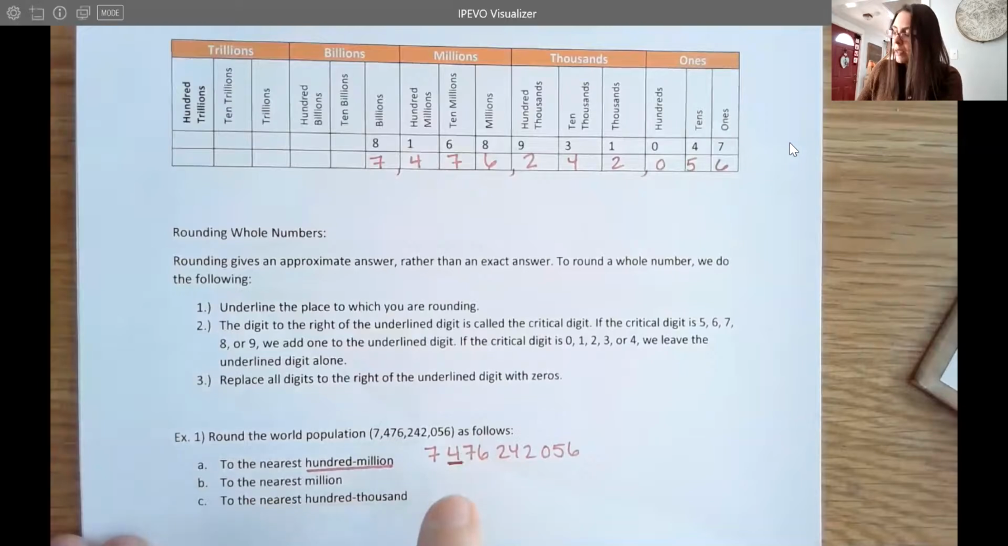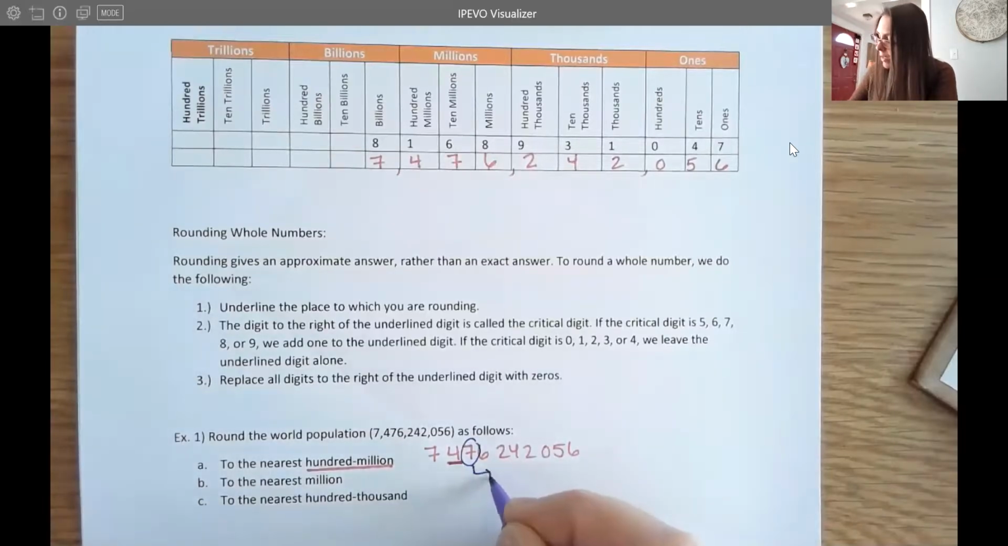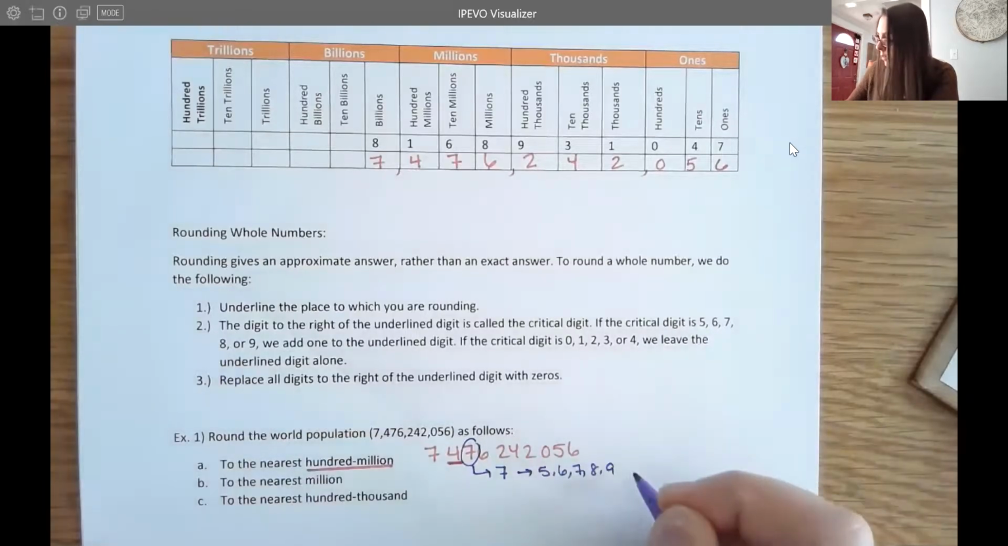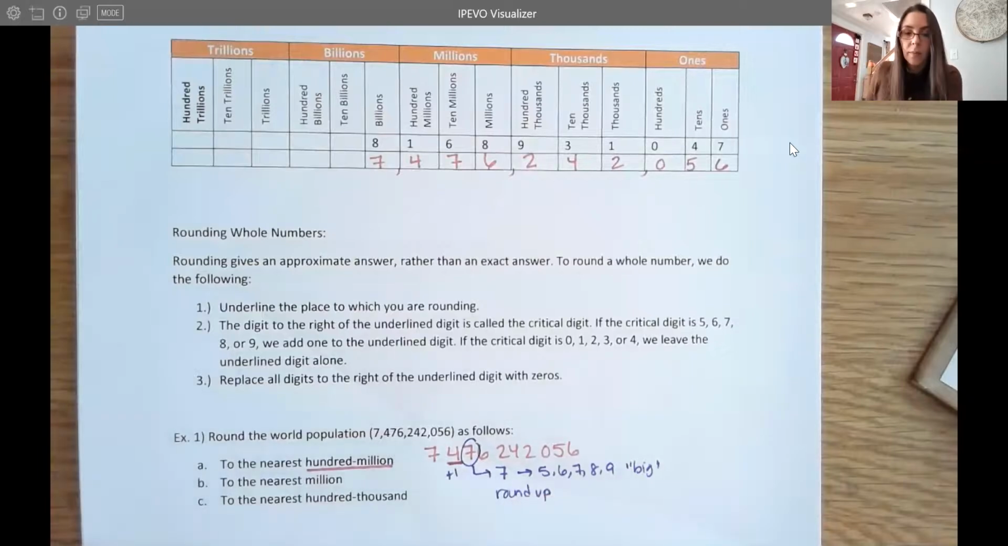I just need to know, do I leave the 4 as it is, or do I make it a 5? Those are the only two options that are going to happen. And to do that, you're going to look at this next number. So because this number is a 7, so it's in the group 5, 6, 7, 8, or 9, right? Say it's like a big number. It's going to round us up. So we're going to add 1 to that 4.